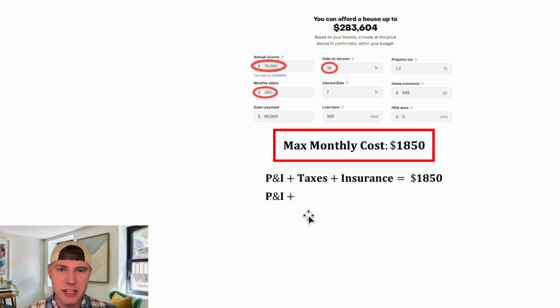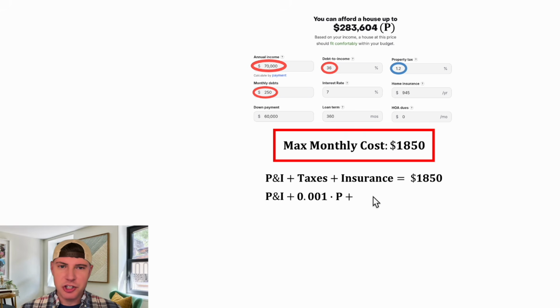But the taxes will be easy. We have a 1.2% property tax. That's going to be 0.012. And since this is annual, we want to divide it by 12 to get the monthly taxes. And then you're going to multiply that times the price of the house. 0.012 divided by 12 is equal to 0.001. So the taxes end up being 0.001 times the price. And I'm going to run out of room, so let's change price to P. So P is the variable for the price of the house.